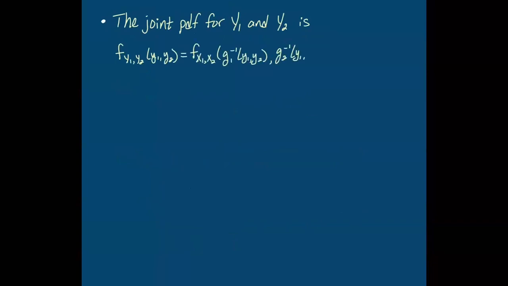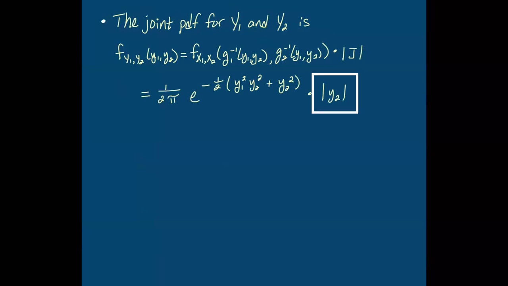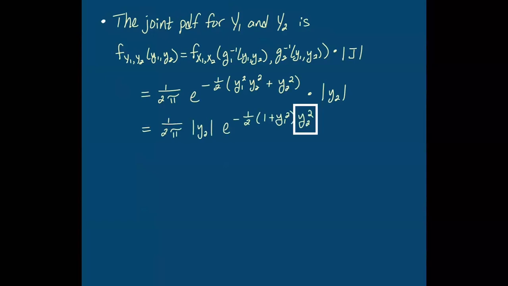So we end up with wanting to find the determinant of this matrix, which is simply Y2. The joint PDF for Y1 and Y2 is given by this analog to our g inverse formula in the one-dimensional case. I'm going to plug in g1 inverse and g2 inverse, which are Y1 times Y2 and Y2 respectively, to the joint PDF for X, and I'm not going to forget to multiply by the Jacobian on the end. To finish this problem, we need to integrate out Y2, so I'm going to write this. I'm going to clean this up just a little bit. I'm going to put this absolute value of Y2 in the front, and I'm going to factor Y2 out of this exponent to try to isolate it as much as I can.